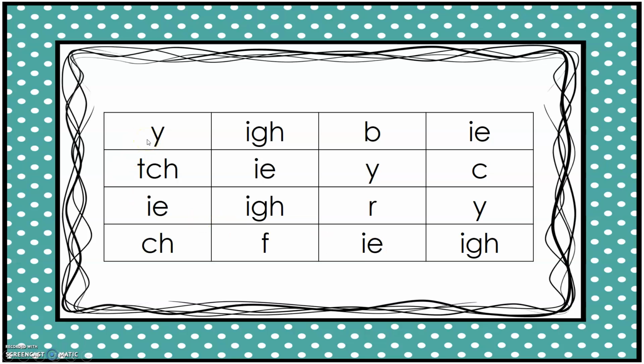The sound spelling review. The sound is, second sound, sound, sound, sound, sound, first sound, second sound, sound, second sound. Remember, this has a k and a s. Sound, sound, sound, first sound, second sound, sound, sound, sound, sound. Good job. Remember, the IGH says I.